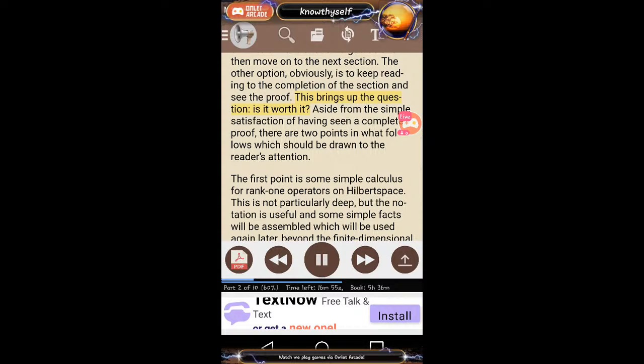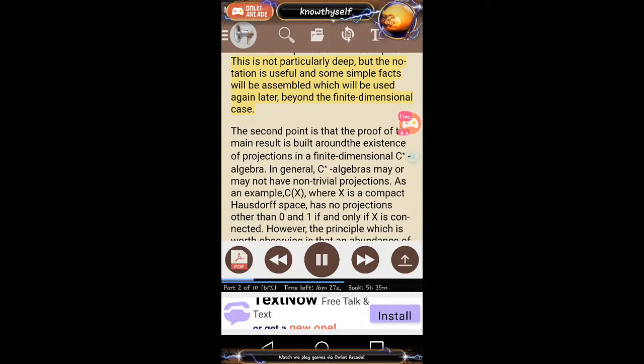This brings up the question, is it worth it? Aside from the simple satisfaction of having seen a complete proof, there are two points in what follows which should be drawn to the reader's attention. The first point is some simple calculus for rank 1 operators on Hilbert space. This is not particularly deep, but the notation is useful and some simple facts will be assembled which will be used again later, beyond the finite dimensional case.